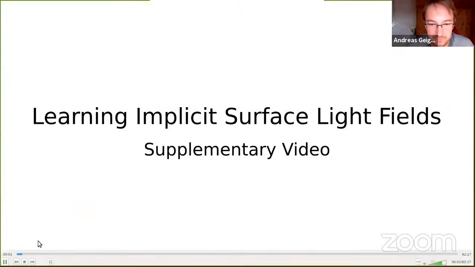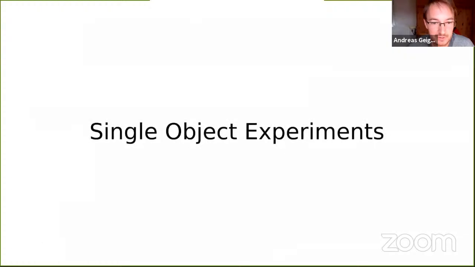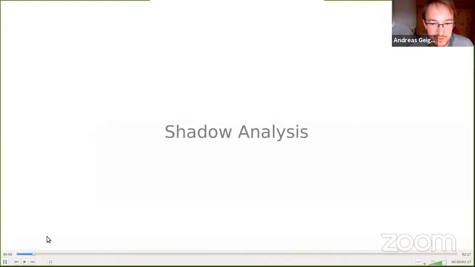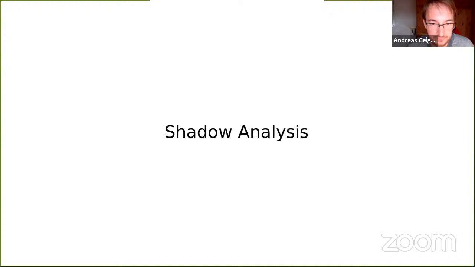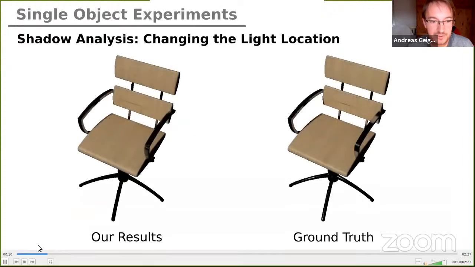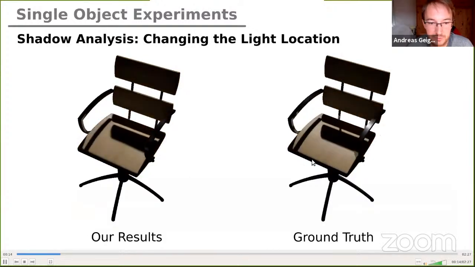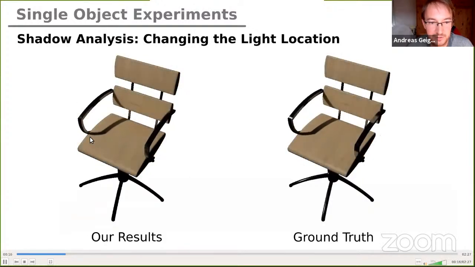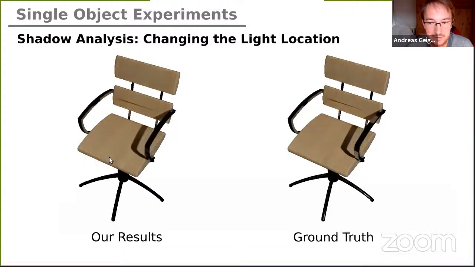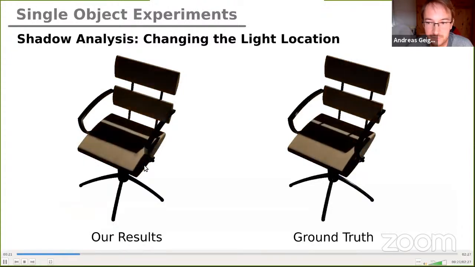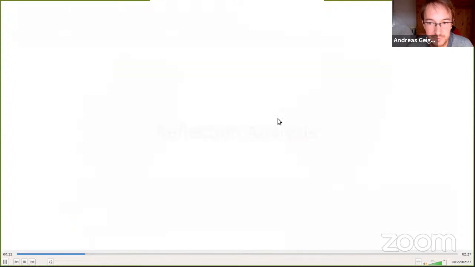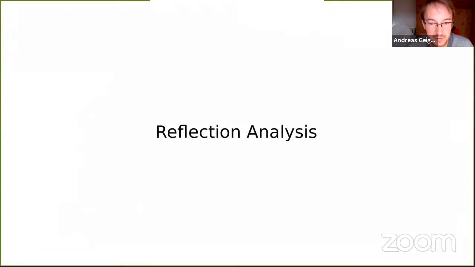So here are some results. The first thing I want to show you are single object experiments where we look at shadows. You can see the results of the model on the left and the ground truth on the right. And you can see that it can capture shadows relatively precisely. It can also capture some of the specularities, but not all of them. There are some specularities that are lost.